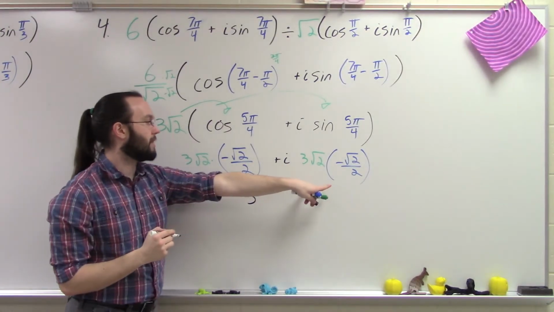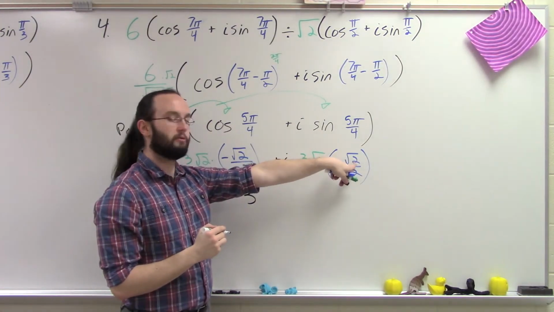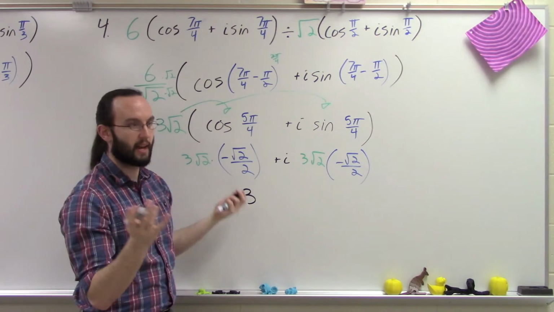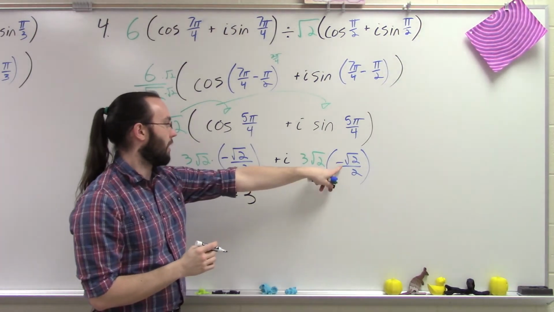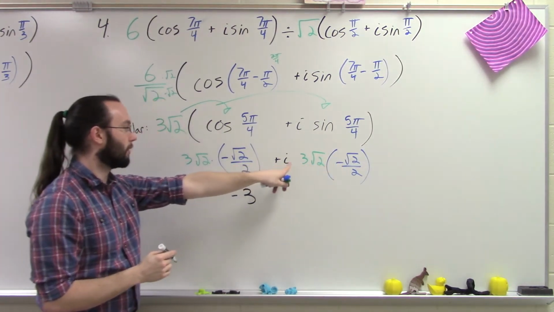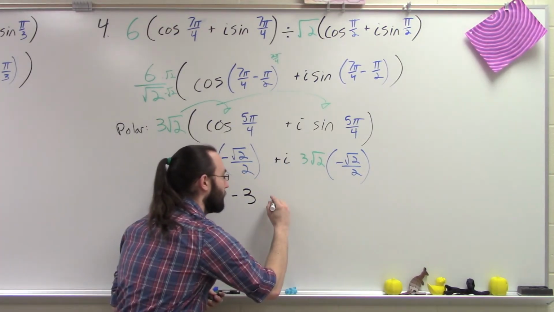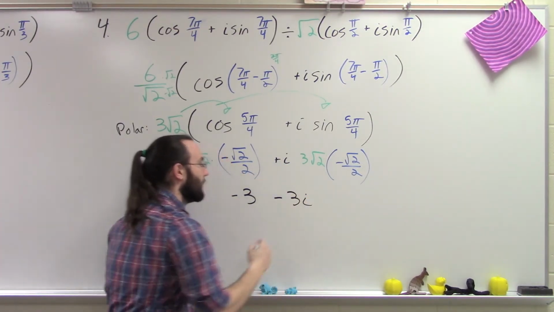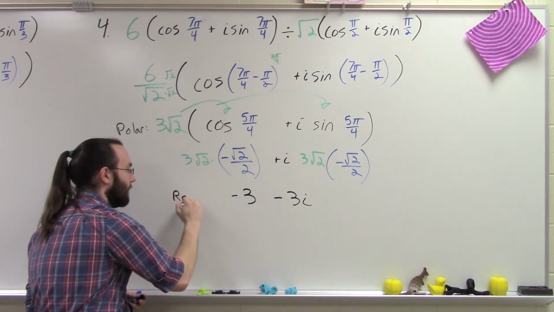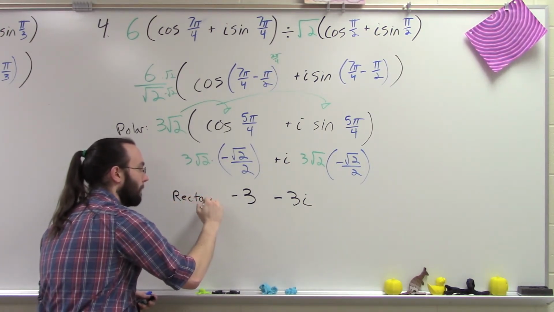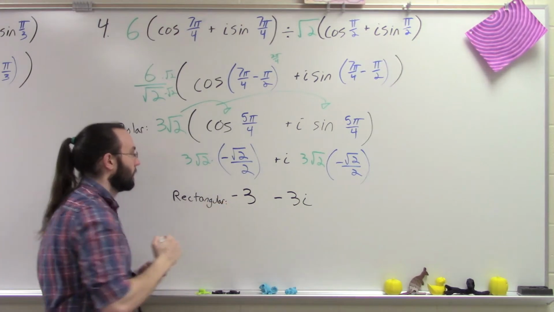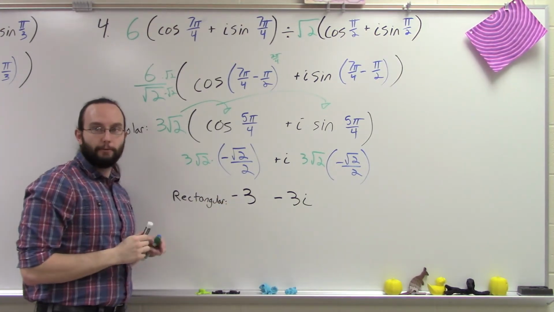Same thing will happen here on the right. Root 2 times root 2 is 2. 2 over 2, those cancel, that's just 1. We don't want to lose that negative, and we really don't want to lose the i. Keep in mind there's a real part and an imaginary part. So we'll have negative 3 minus 3i, and that's our rectangular form.